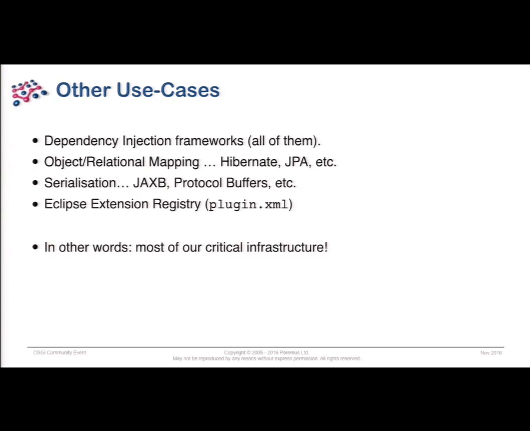Serialization frameworks, JAX-B, protocol buffers, and the Eclipse extension registry. For the Eclipse developers here, plugin.xml names classes, and those classes are going to be loaded by the Eclipse extension registry at runtime. So in other words, most of our critical infrastructure relies on the ability to reflect on internal types within bundles, within encapsulated modules.